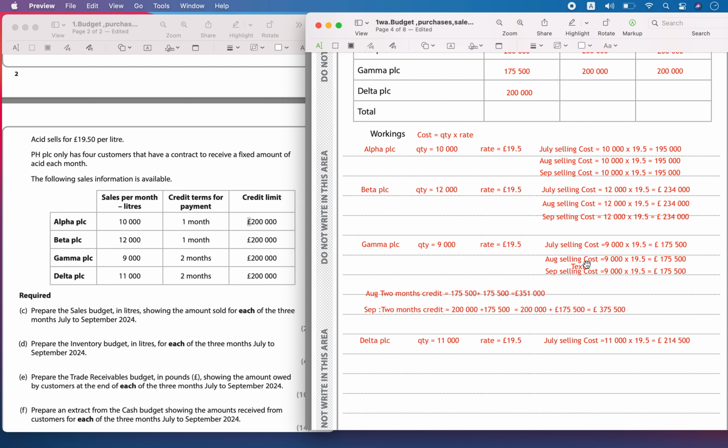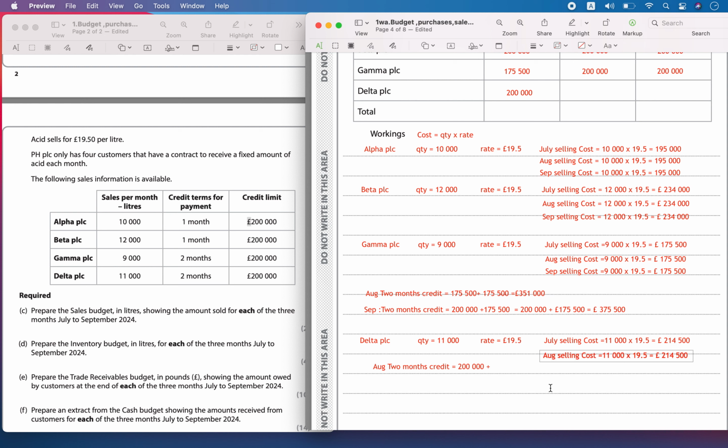So 200,000 is the maximum that can be allowed in the book, so I will be seeing the rest they would have paid in cash. And for the August, let's calculate the 2 months credit for Delta now, because it's a 2-month credit system. You can have at least 2 months credit, that's what it means. So for the previous month, their maximum limit of 200,000 is allowed, plus this month's August selling.